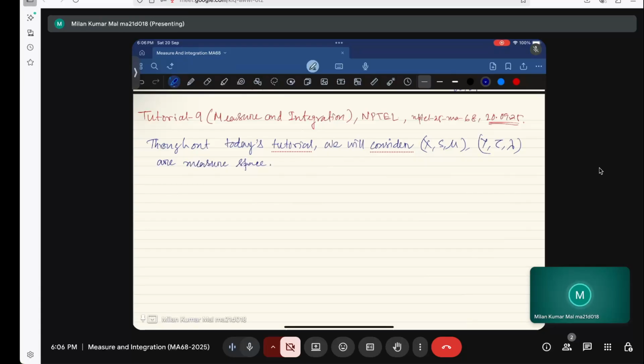If you recall, X is a set and S is a special collection of subsets of X that has to be a sigma algebra. Sigma algebra means it contains the empty set and the full set X, it is closed under countable union, and it is closed under complements. And mu is a measure defined on the sigma algebra. So these are the things we consider as the standing assumptions.